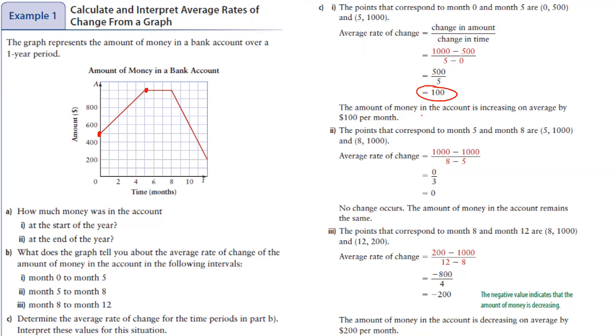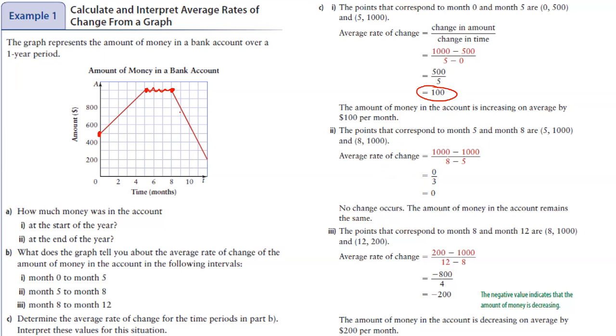That means the amount of money in this account is increasing on average by $100 per month from month 0 to month 5. And then from month 5 to month 8, the average rate of change is delta y over delta x, actually delta t, right? Delta y is 1,000 minus 1,000, which is 0, and delta t is 3. Therefore, the average rate of change is 0. That means no change occurs. The amount of money in this account remains the same, right?